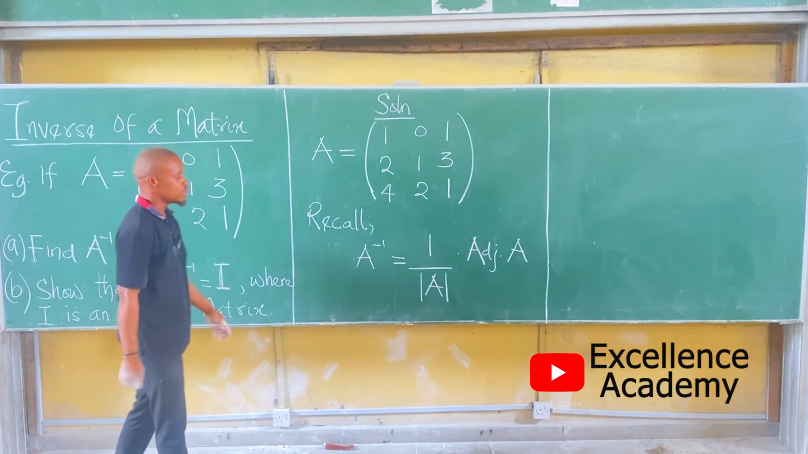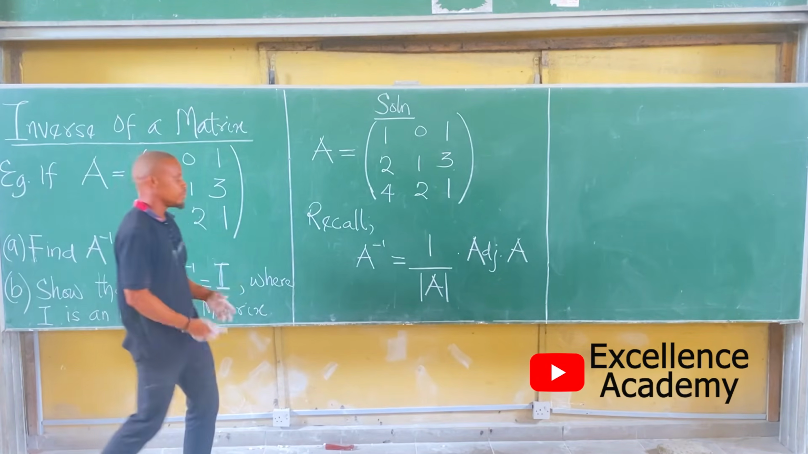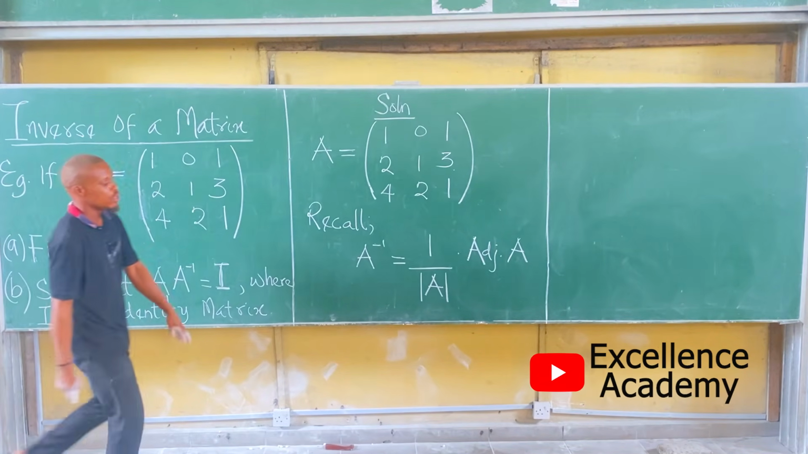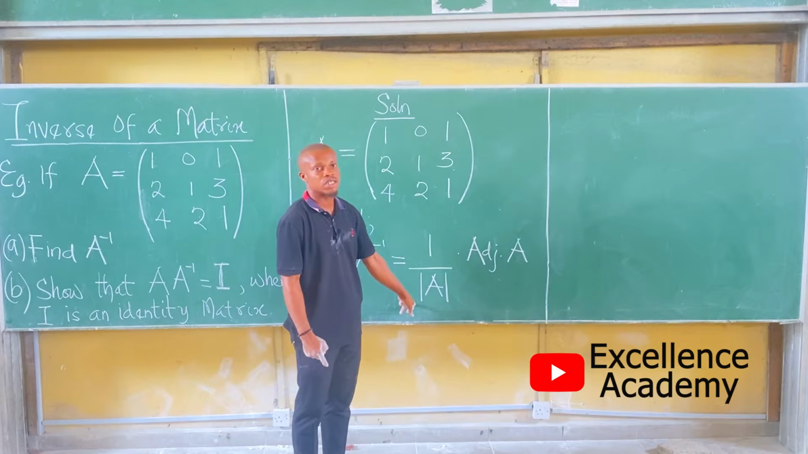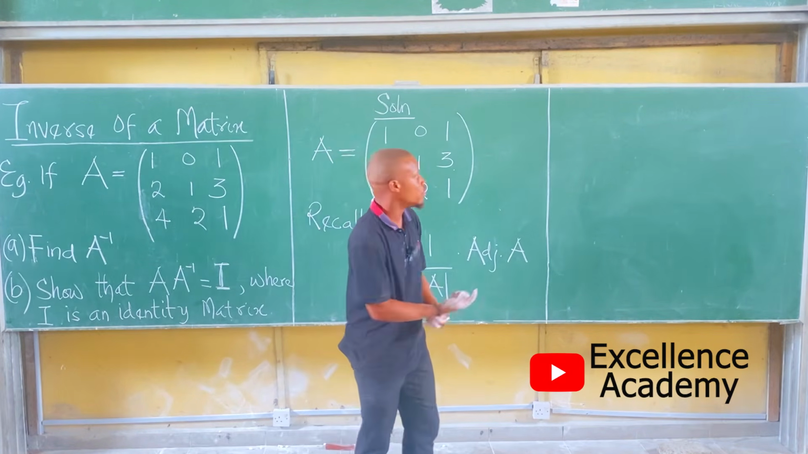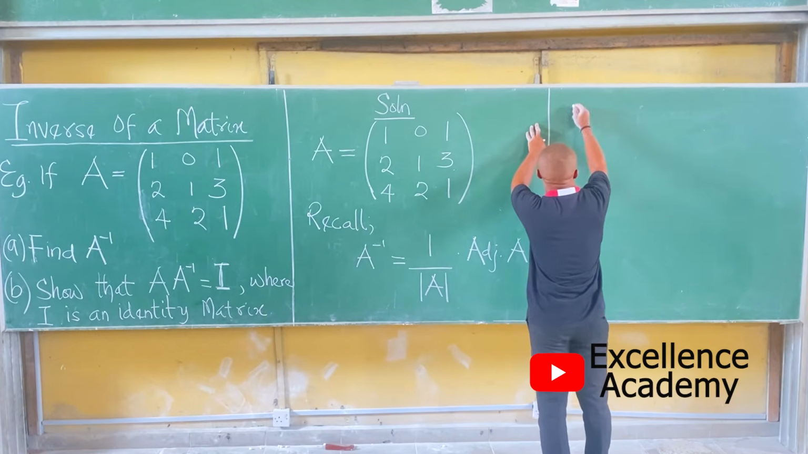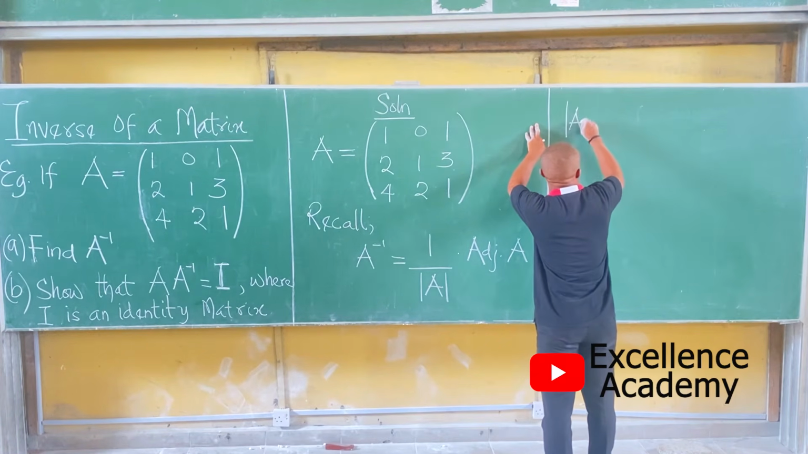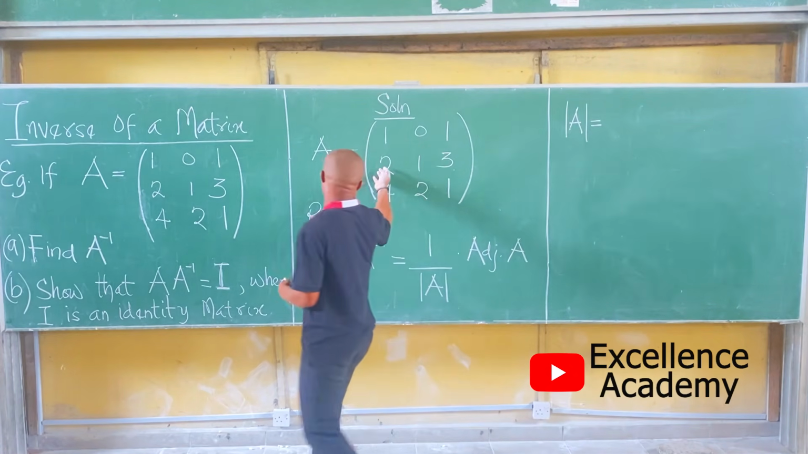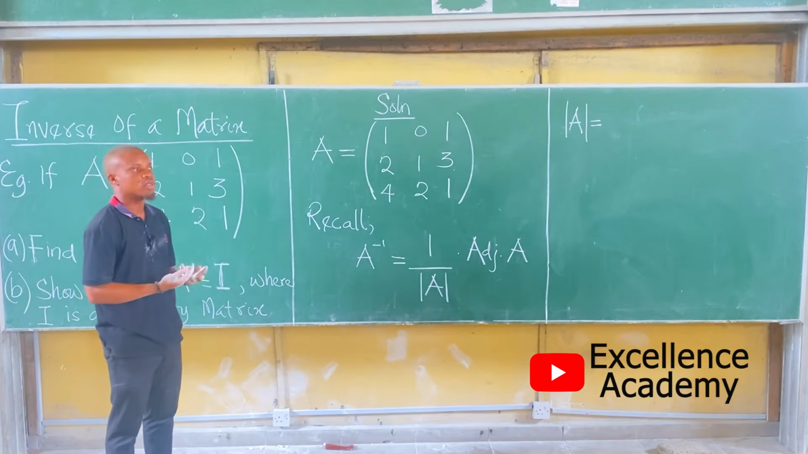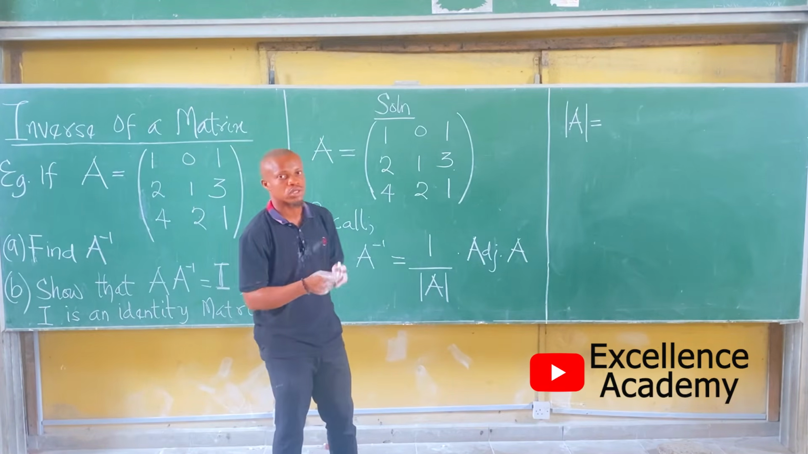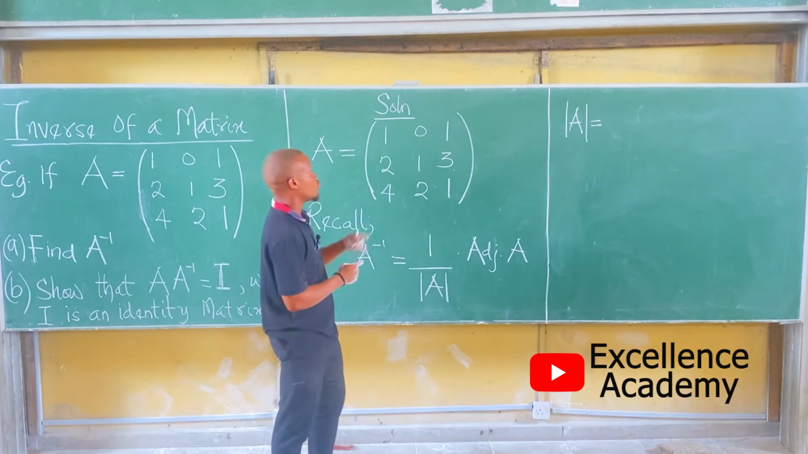Alright, so this is it. We work with what we are given. In finding the inverse of A, we need our determinant. The first step is to calculate your determinant. So let's find our determinant. How do we do that? The determinant of A, A is already given. In getting your determinant, you create a 2 by 2 matrix. How do you do that? Work with your sign convention.